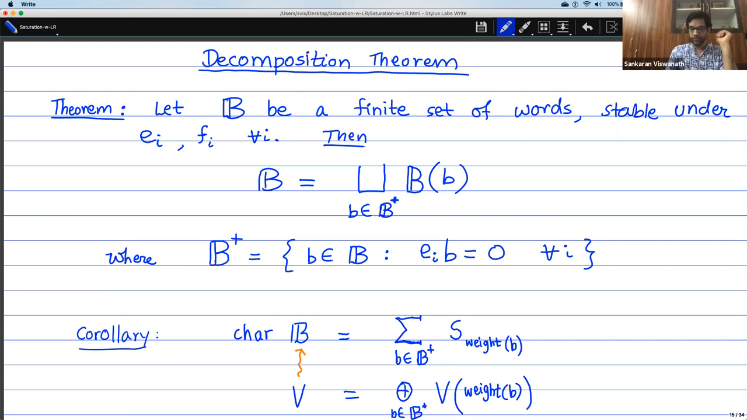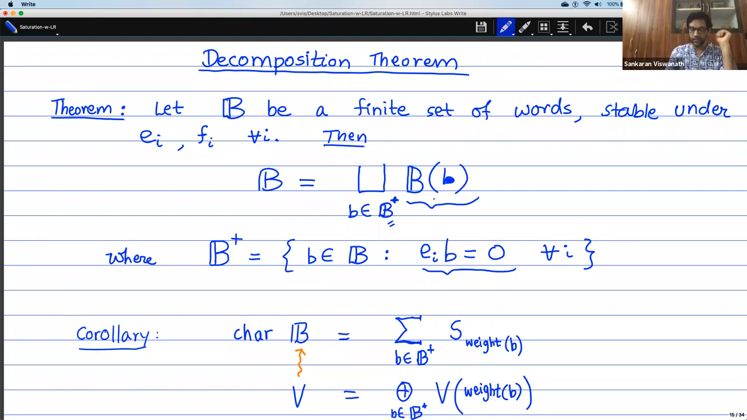So here's a more general version. It says if I have a finite set of words which are stable under the E_i's and the F_i's for all i, then this set B decomposes into a disjoint union of, well, B of b, remember, just means I have to take all, I mean, the small b here is an element of B plus, which is by definition all of those elements killed by the E_i's. So this b is like a sort of a highest weight, right?